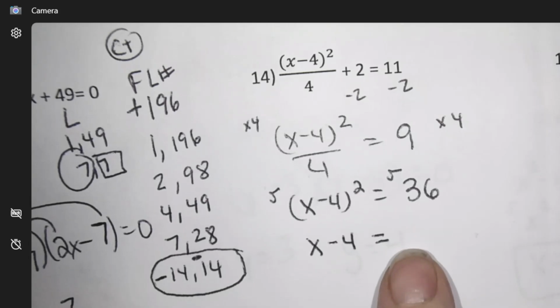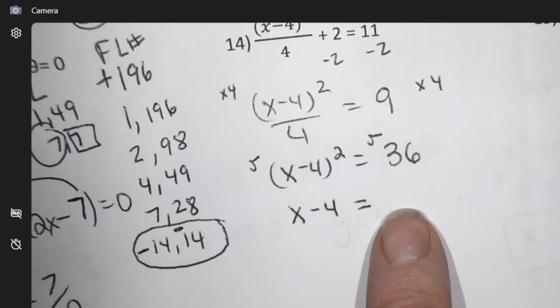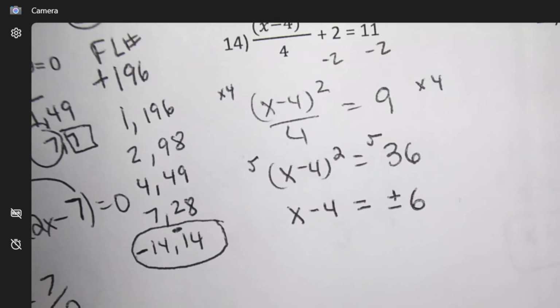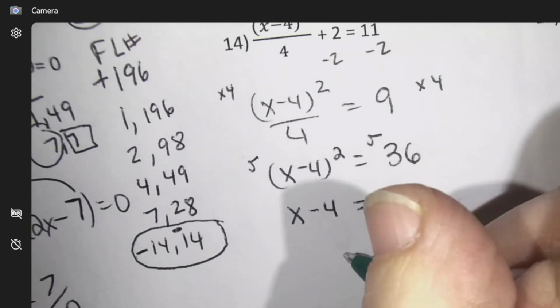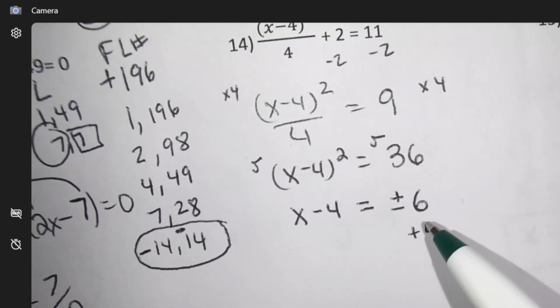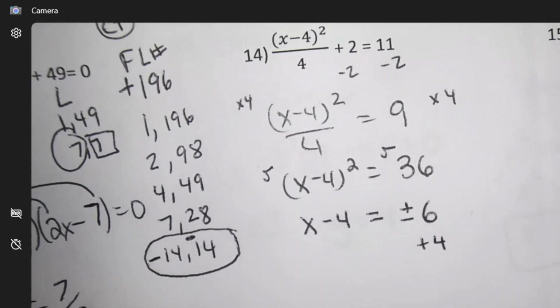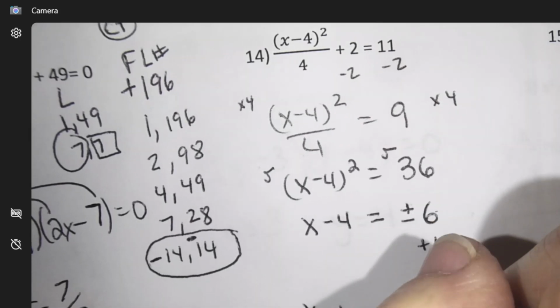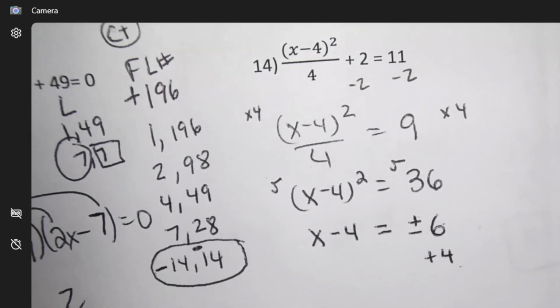What do I get over here? Does this look familiar? What am I going to write here? Plus or minus. Okay, and then I would have to add 4 in the last step. So you're going to have 2 answers, so you have to do this 2 different ways. So positive 6 plus 4.